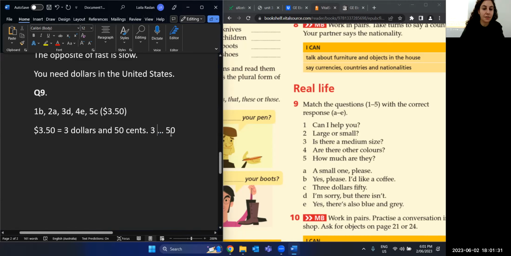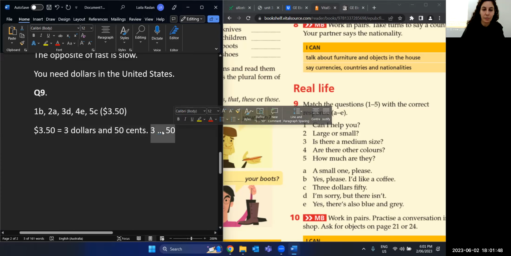That will be 350, thanks. So we make sure there's a bit of space in our voice. $3.50, 350. Those are the only 2 ways. You can say it the full way, or the short way. But you must have a space. You don't need to say dollars.